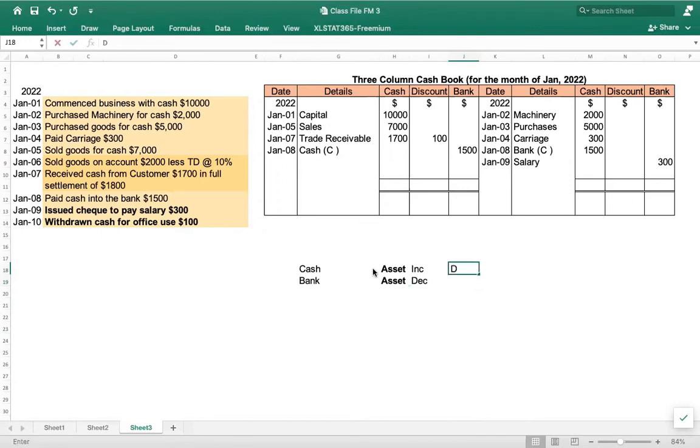So increase in asset, debit; decrease in asset, credit. Got it? Yes. So cash is debited, right? So on the debit side in the cash column, I will put the money. How much? $100. And when I am putting money in the cash column, the name of the other account will be bank, and it is also a contra entry, right? What is the date? Jan 10. Okay, now I am going to record in bank. Bank is credited.